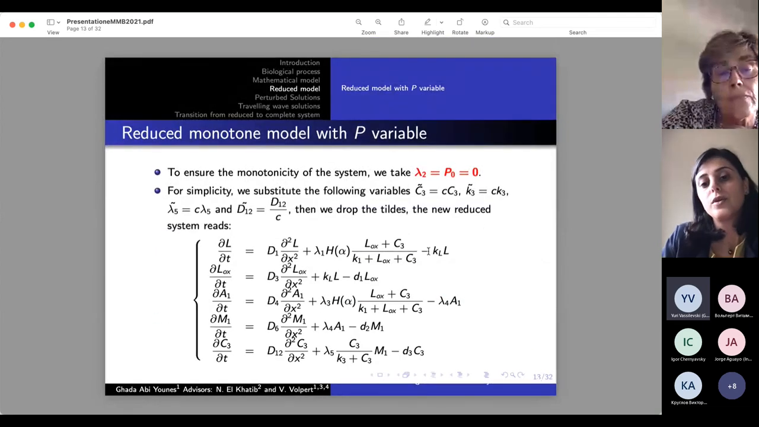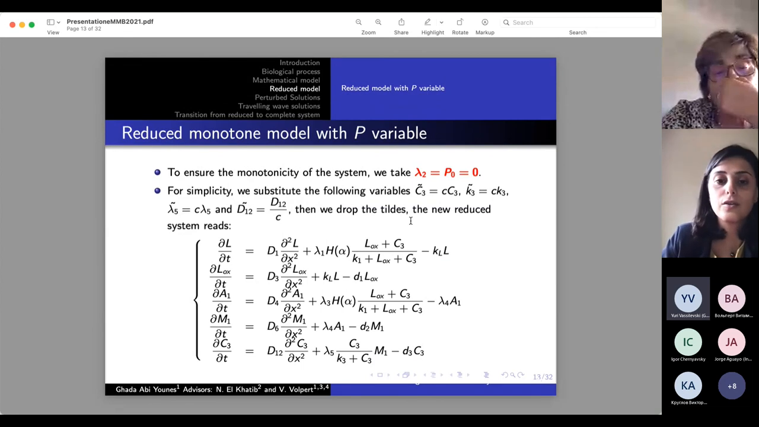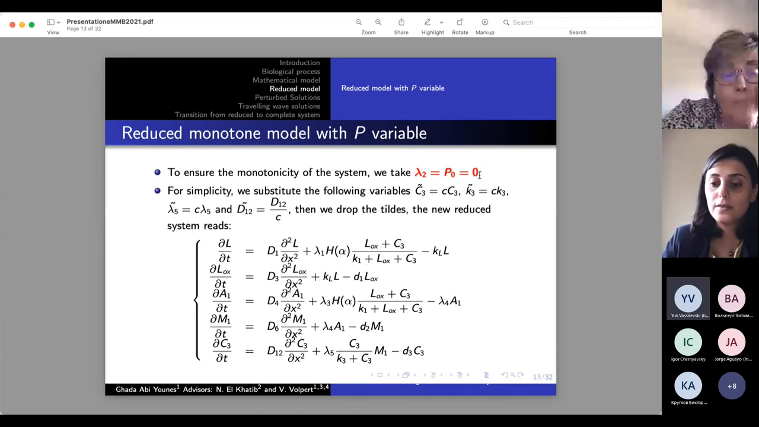In order to impose a monotonicity condition on our reduced model, we take two parameters, lambda 2 and P0, to be zero. This monotonicity condition will be used later on in order to prove the existence of traveling wave solutions. Here again, we have our reduced monotone system, and here we express the term P.